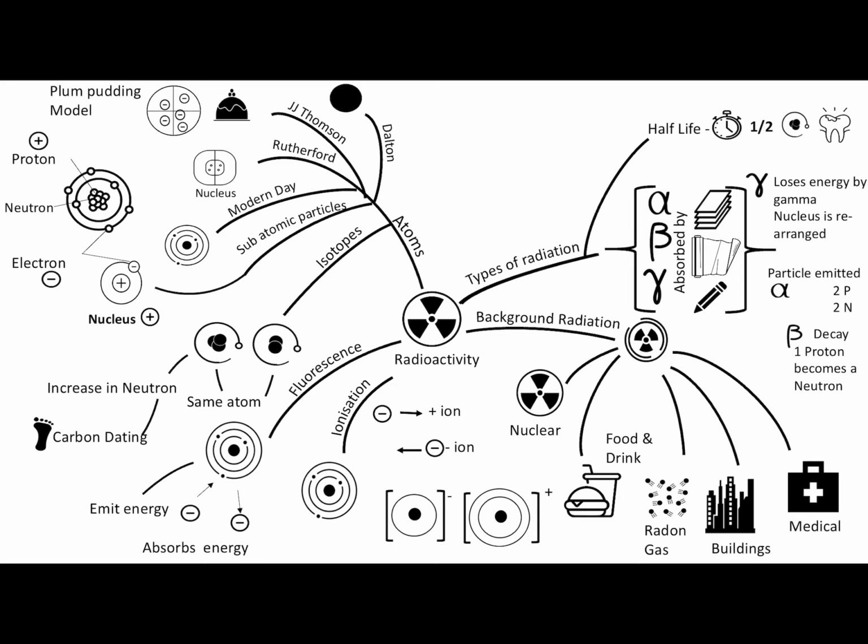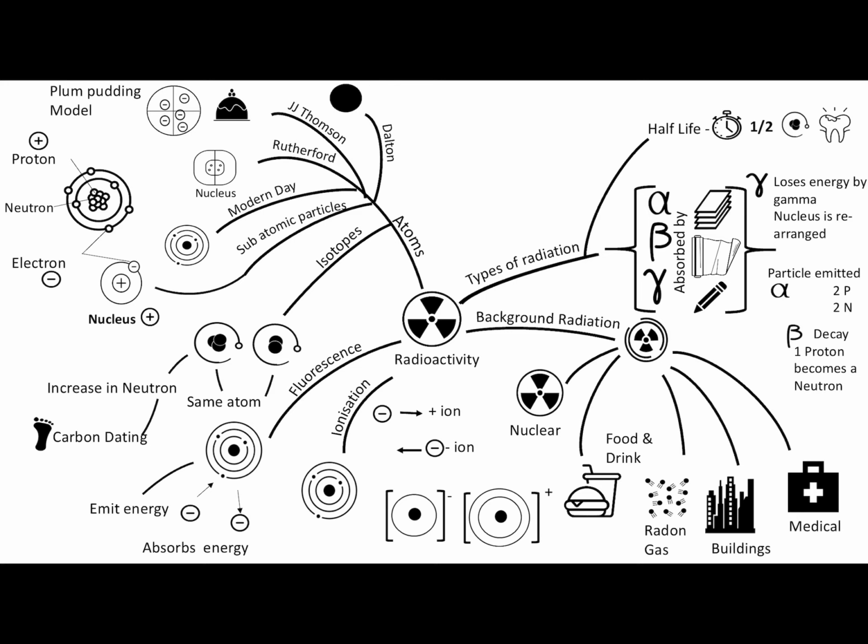Our next branch is types of radiation, and here we have alpha, beta and gamma. Alpha is quite a large particle, and it can be stopped by paper. Paper will stop alpha particles from going through. Now an alpha particle can be emitted, and it has 2 protons and 2 neutrons.